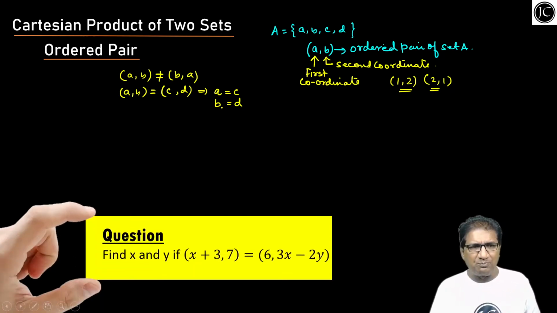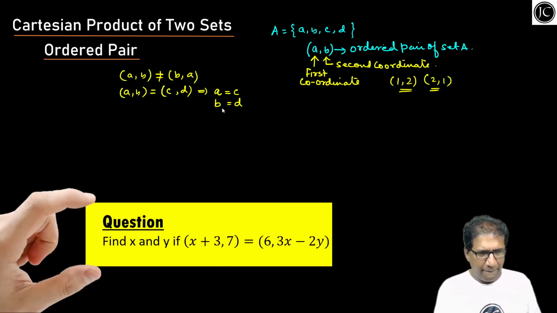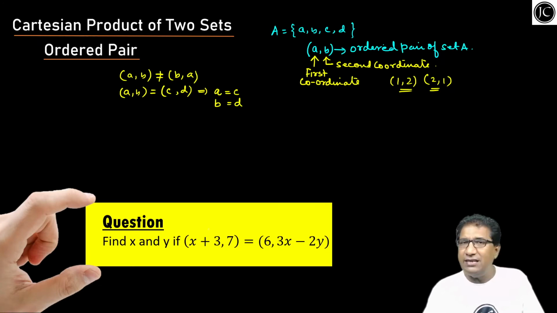Let us take an example. See this question. यहां पर बोला है find x and y where (x + 3, 7) equals (6, 3x - 2y). बच्चों देखो यहां पर क्या दिया है? The first coordinate is x + 3 in the first ordered pair और second ordered pair के लिए first coordinate is 6. Therefore we must write that x + 3, since these two ordered pairs are equal, equals 6. So from here we are getting x is 6 minus 3, that is 3.